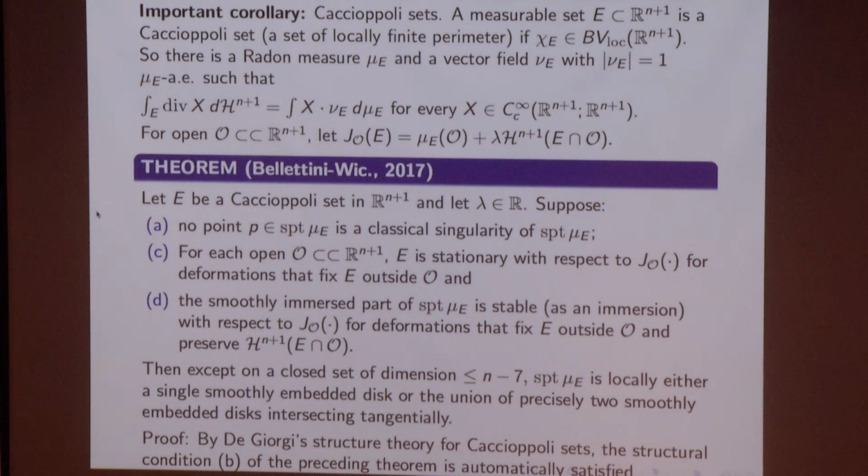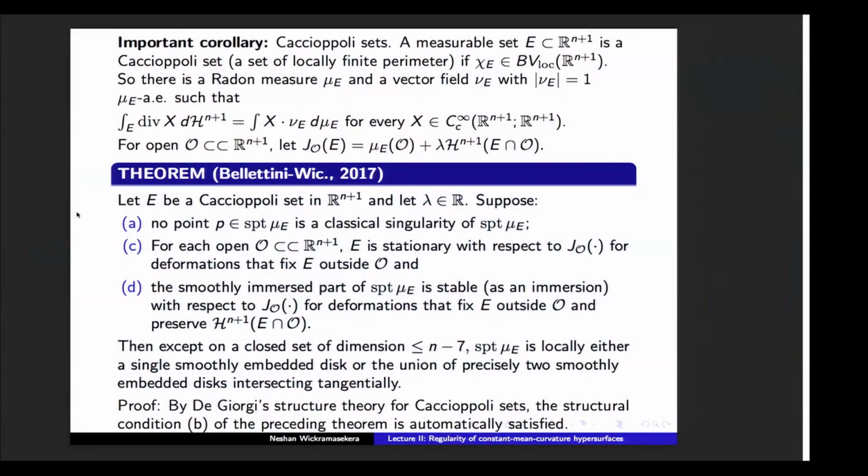And Caccioppoli sets are a natural setting for CMC, in fact. If you think about the Allen-Cahn approach to this, you can imagine that if there is a phase separation in the Allen-Cahn process, the surface always comes as a boundary of one phase, right? So the corollary is what one would expect to be useful for existence.